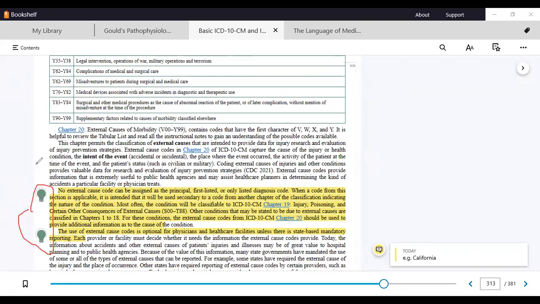For example, no external cause code can be assigned as a principal, first listed, or only listed diagnosis. And the use of external cause codes are optional for physicians in healthcare facilities unless there's a state-based mandatory reporting, such as in California.